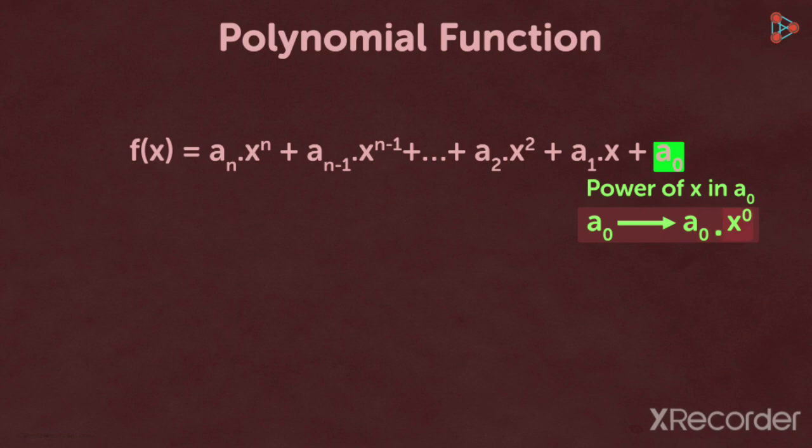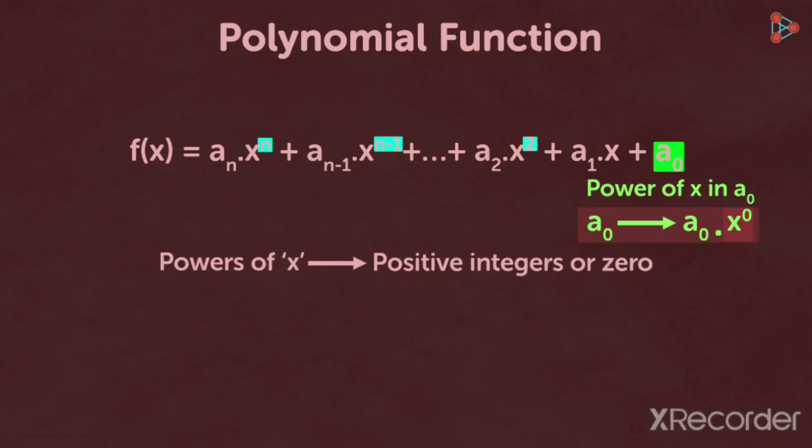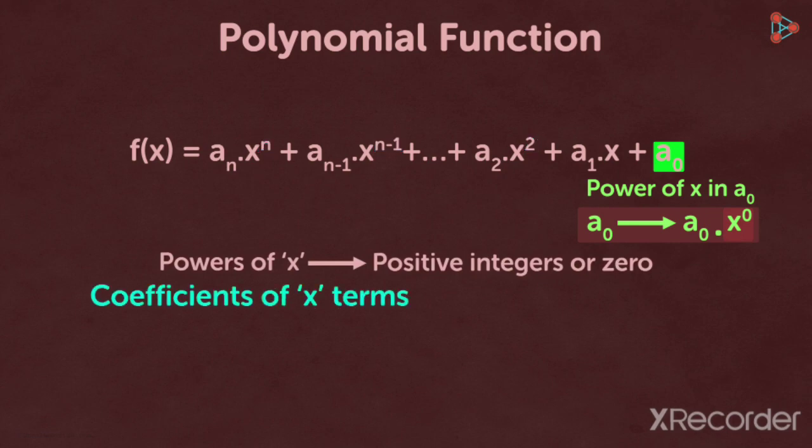So we can say that the x terms have non-negative integral powers. So x can be raised to positive integers or 0. Also, every term of x has a coefficient. The coefficients are a_0, a_1, a_2 and so on up to a_n. These are all real coefficients.